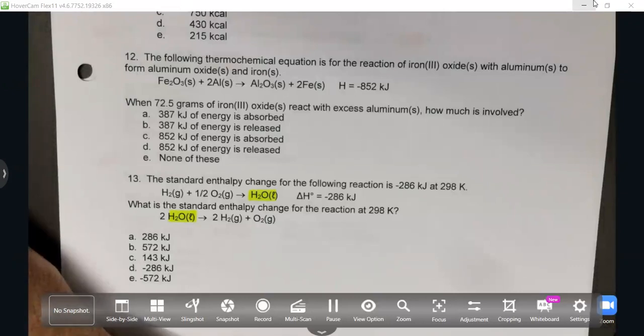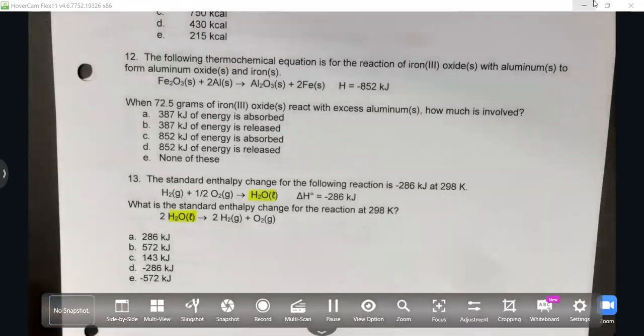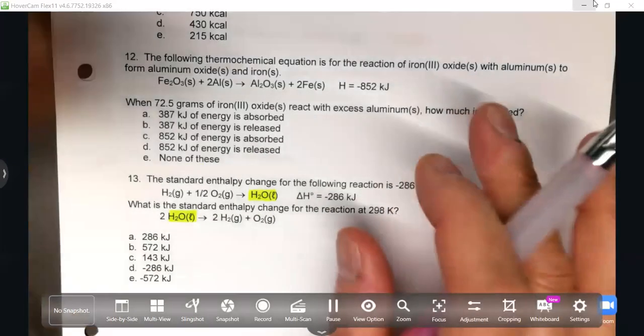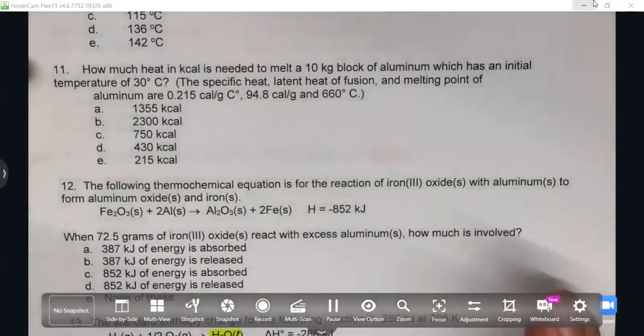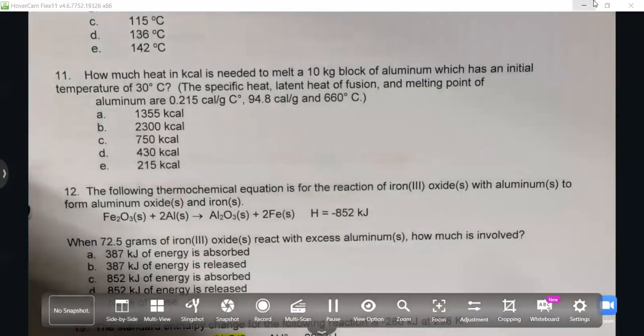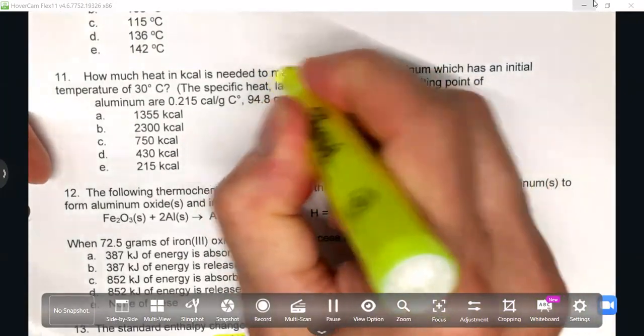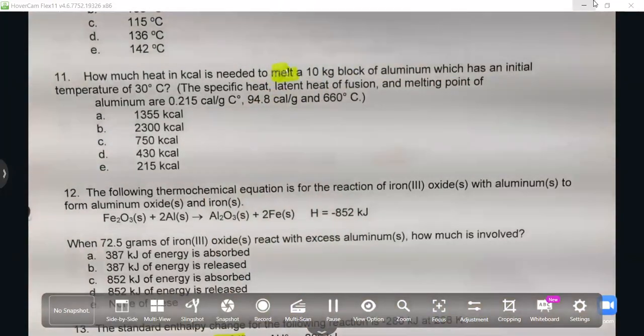Let's see. Final quiz question. I got the quiz laying here. You got a final question on this? Yes, 11. All right, 11. Okay, on 11, you got to melt this thing.